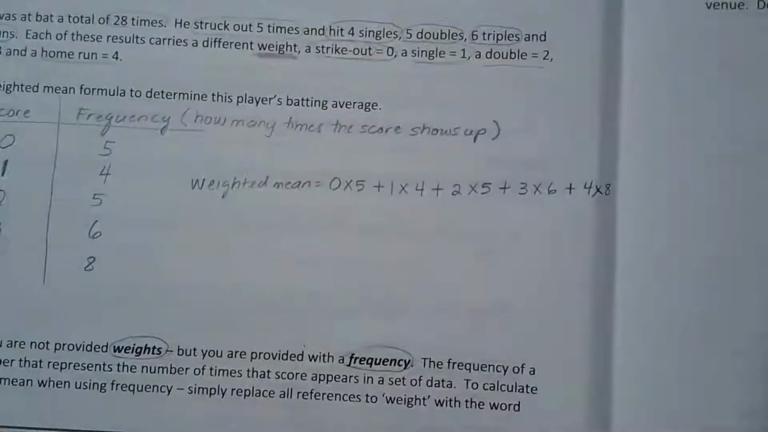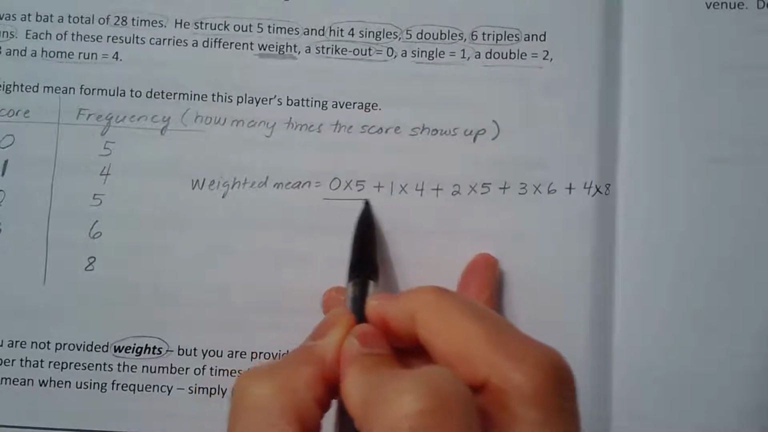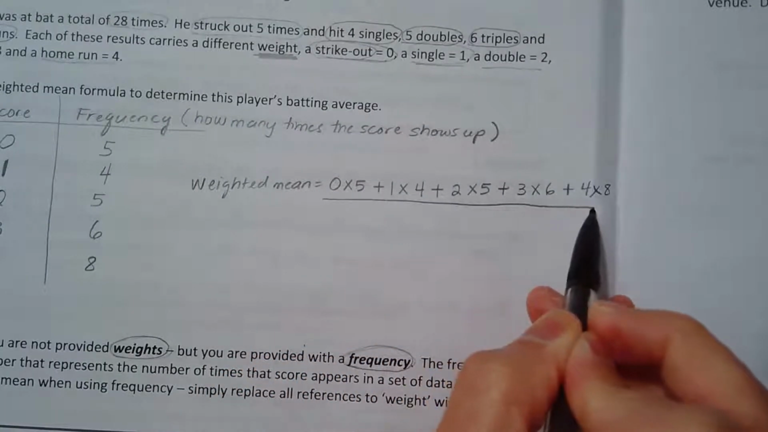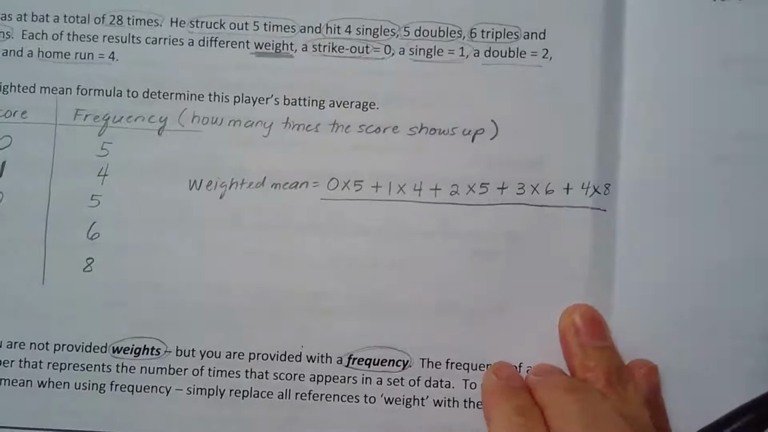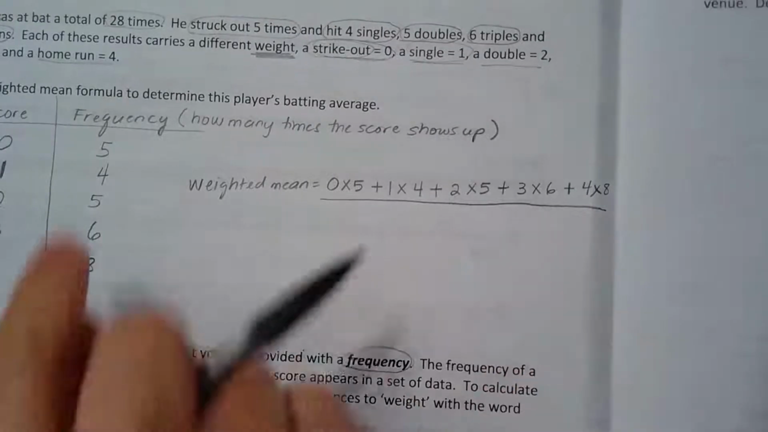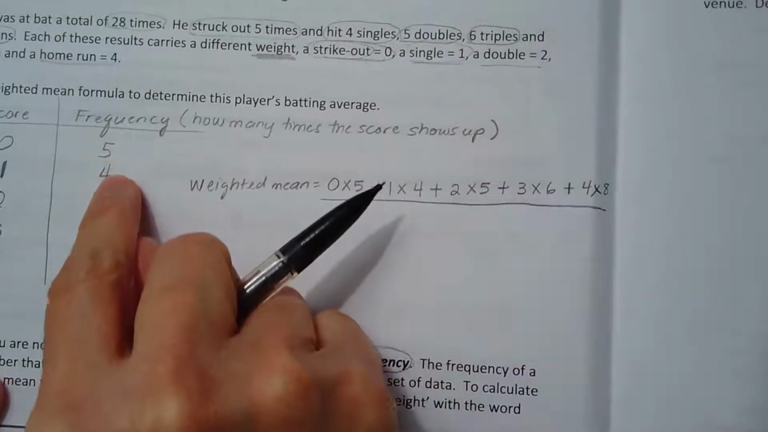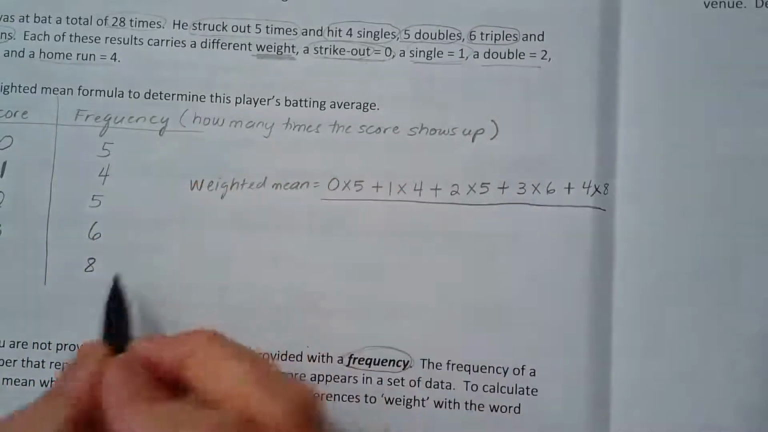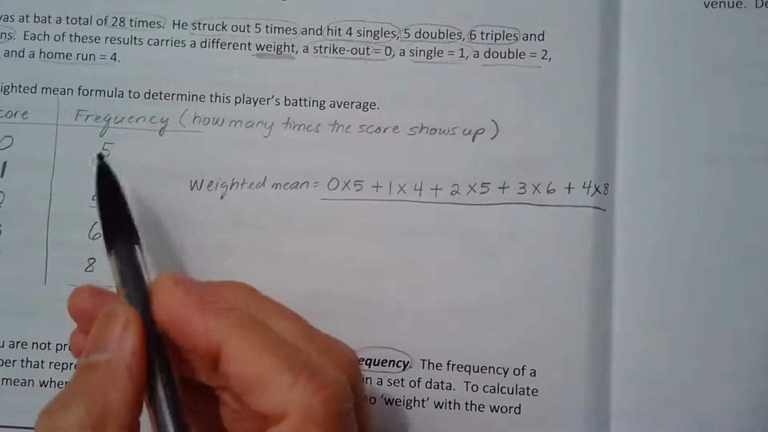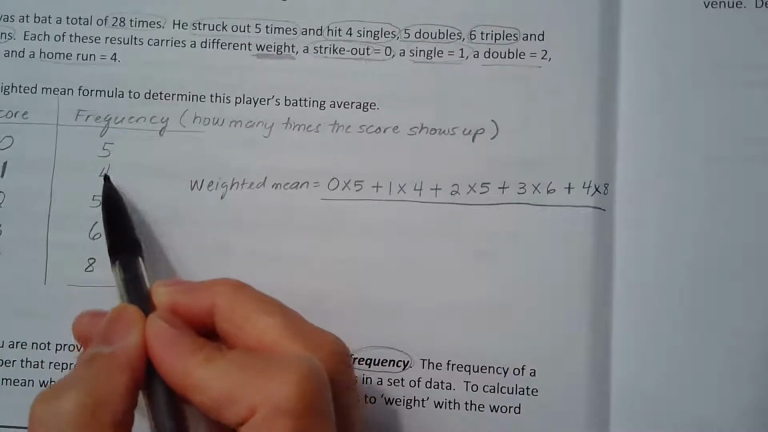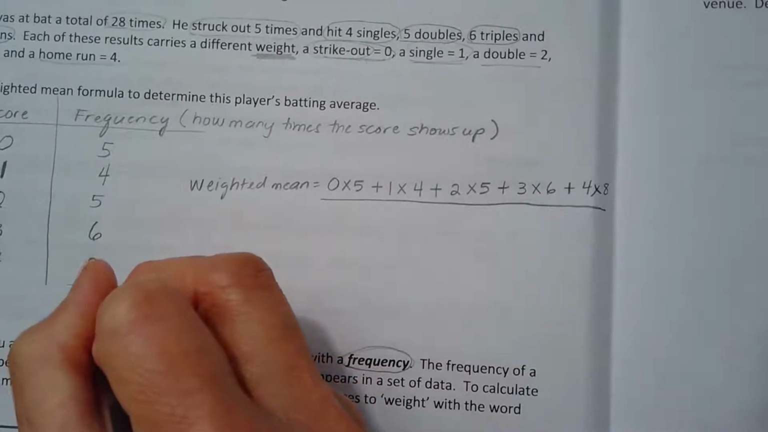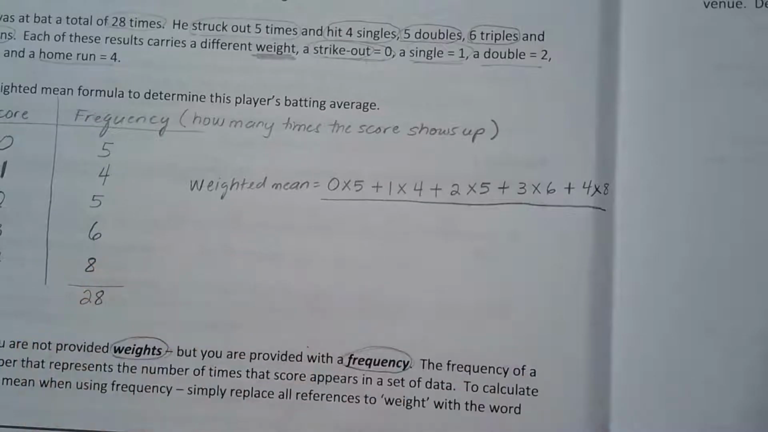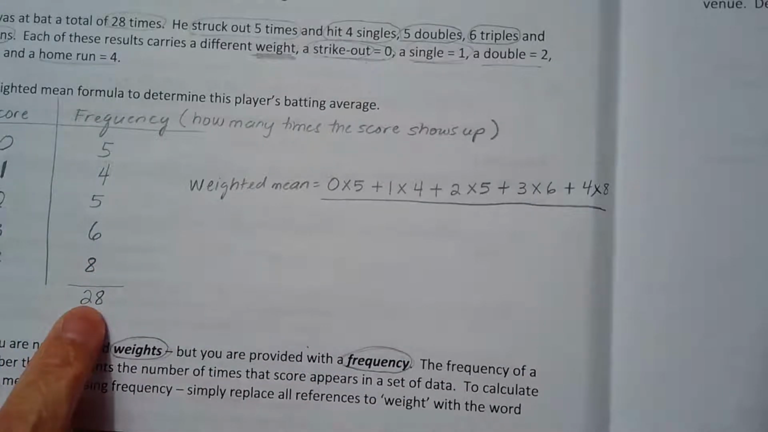Divided by, instead of sum of weights, it's going to be the sum of the frequency. So if we add all of these up, this one tells us it's going to be 5, 10, 20, 28. So the total is 28.